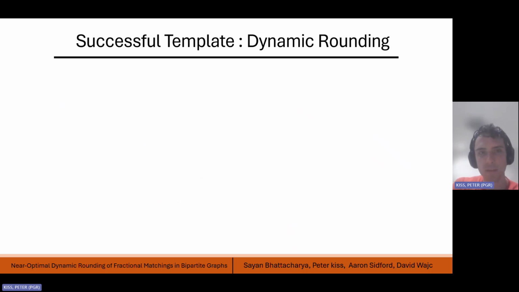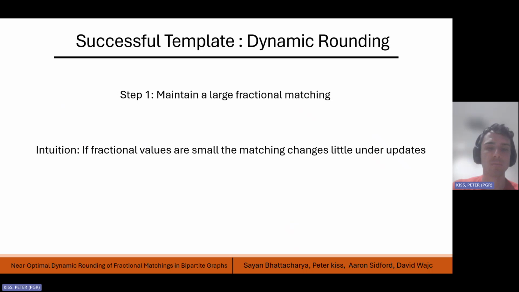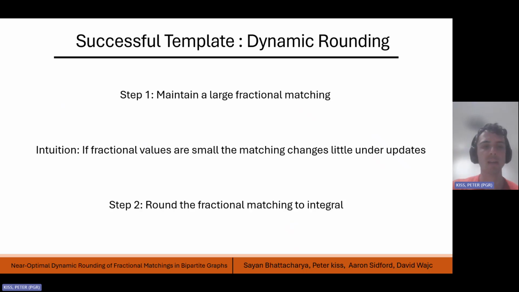So let's briefly talk about a very successful template for integral dynamic matching algorithms, and this is dynamic rounding. It involves 2 steps. In step 1, the algorithms maintain a large fractional matching instead of an integral one. The intuition why this might be easier is because if you manage to do this in such a way that the fractional weights of edges are tiny, then updates happening to the graph don't change the fractional matching much. It's just more robust and can handle more updates. And in a second step, they round this fractional matching to integral, and they output this integral matching as their solution.